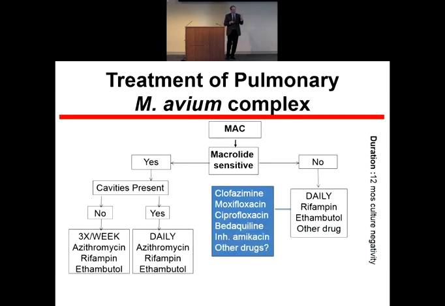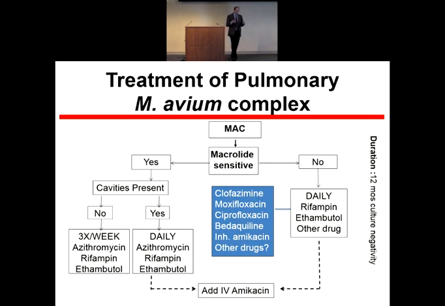We don't have many. Clofazimine, we use a lot of clofazimine at National Jewish, an old leprosy medicine, still used for leprosy. Moxifloxacin, ciprofloxacin. Bedaquiline is a multi-drug resistant TB drug, which has activity against most mycobacteria. Inhaled amikacin, and any other drug that you can think of or I can think of that we can show some activity. If they have macrolide resistance, or they have cavitation, we usually add intravenous amikacin.